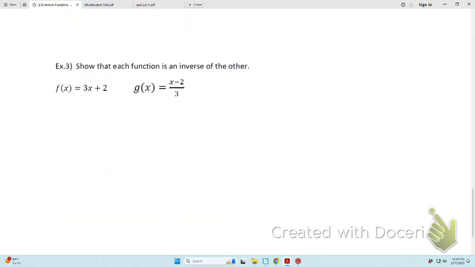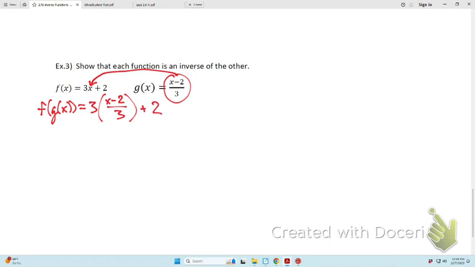Let's do one more. Show that g is the inverse of f. So yet again, f of g. We're putting this value right there. And then we write the rest of function f. Looks like it's not going to happen at first, but just go in small steps. The 3's cancel out. The 2's cancel out, and we get x.